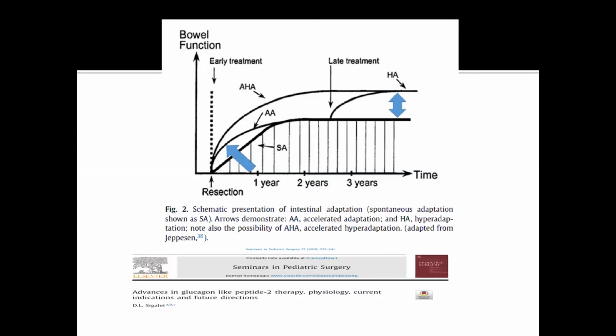But if you give them supplemental glucagon-like peptide hormone, the natural process of bowel adaptation will be accelerated over a shorter period of time. Not only this, if you give them higher doses of glucagon-like peptide, like 2 or 3 times the doses, you can induce hyper-accelerated intestinal adaptation. So glucagon-like peptide was found to be a key thing in treatment and management of short bowel syndrome.